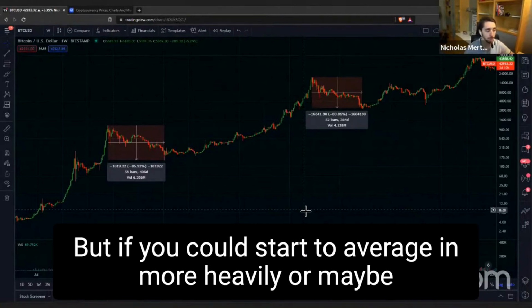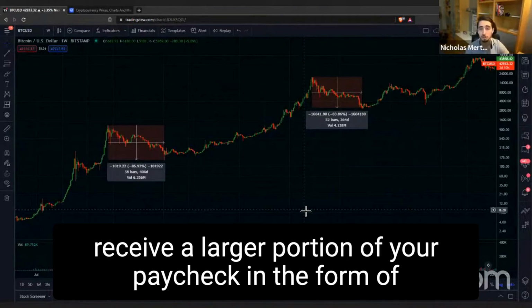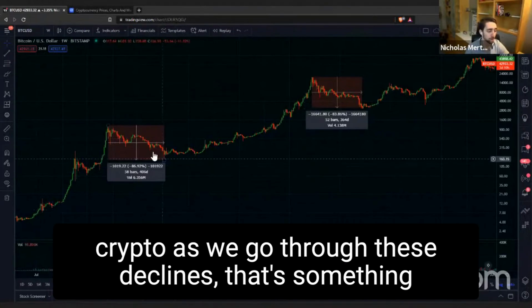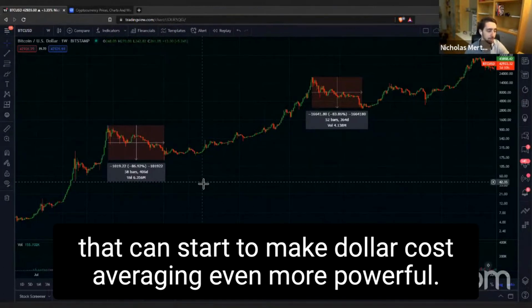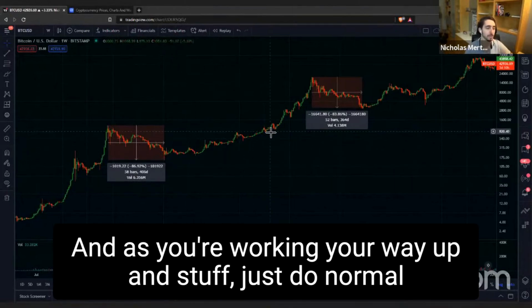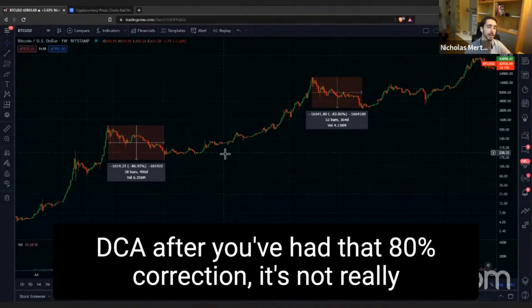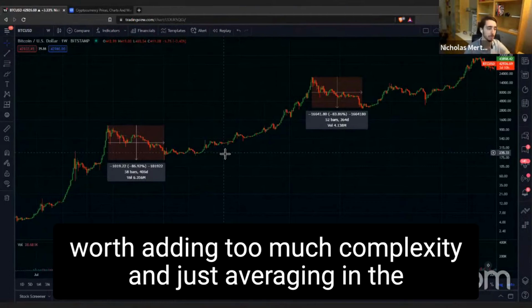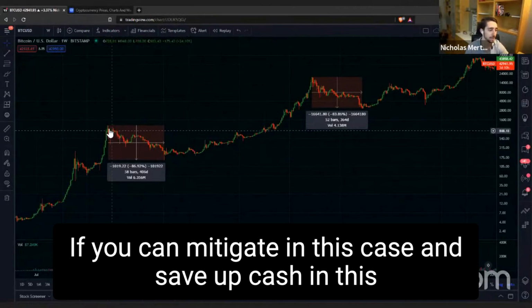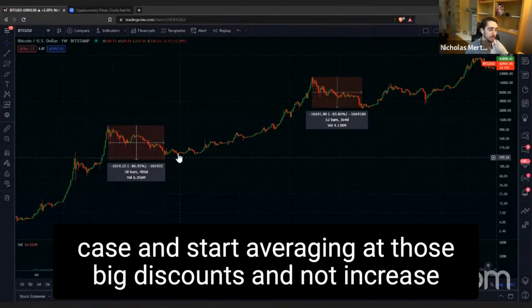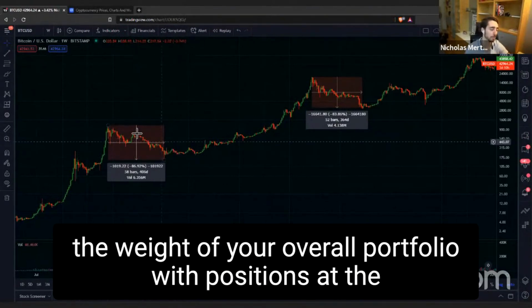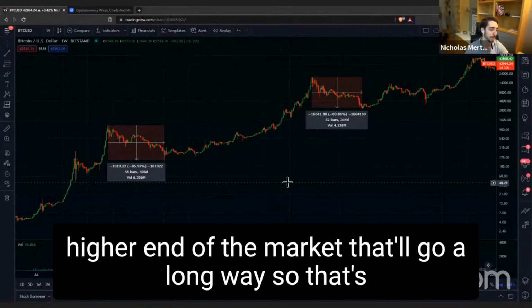But if you could start to average in more heavily, or maybe receive a larger portion of your paycheck in the form of crypto as we go through these declines, that can make dollar cost averaging even more powerful. And as you're working your way up, just do normal DCA. After you've had that 80% correction, it's not really worth adding too much complexity, just average into the market over time. If you can save up cash and start averaging in at those big discounts, and not increase the weight of your overall portfolio with positions at the higher end of the market, that'll go a long way. So that's one way you can start to do it.